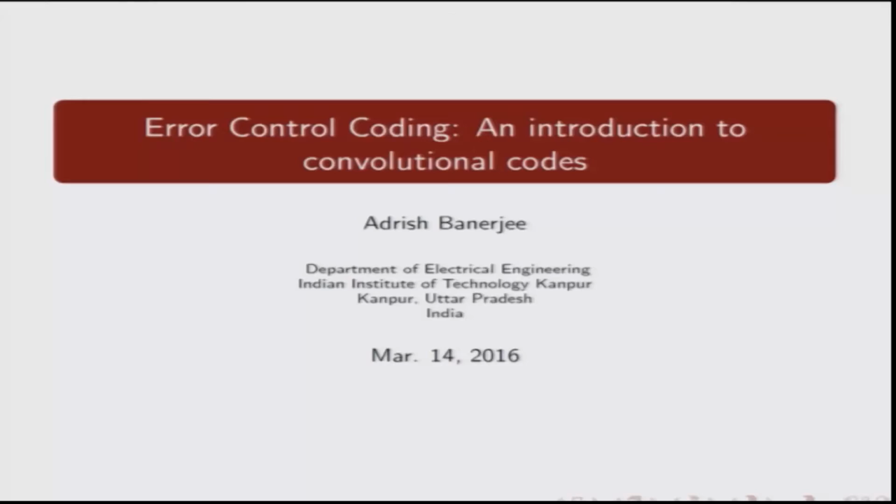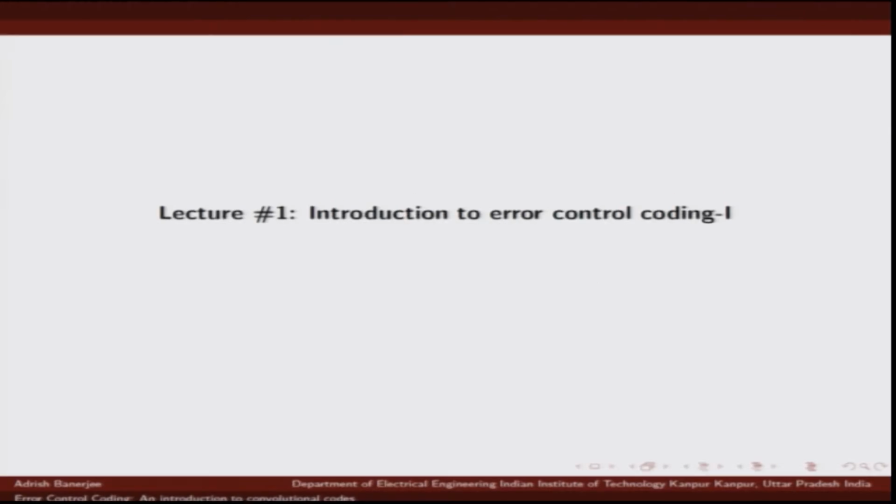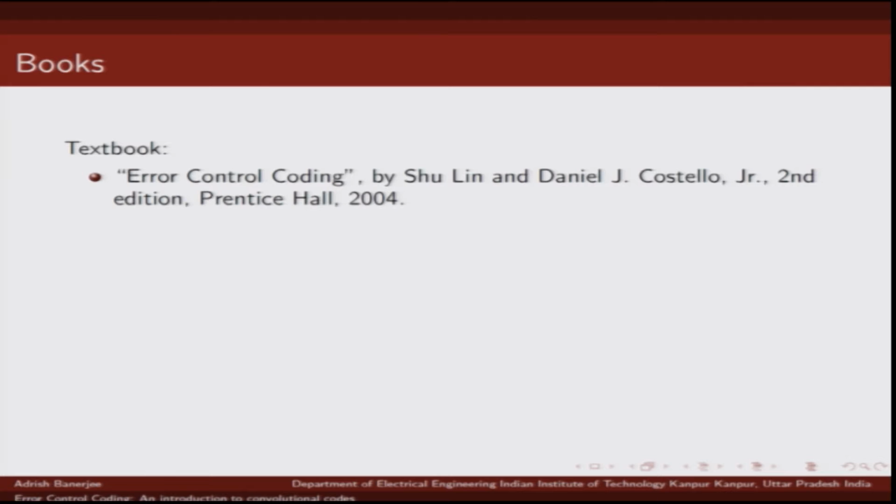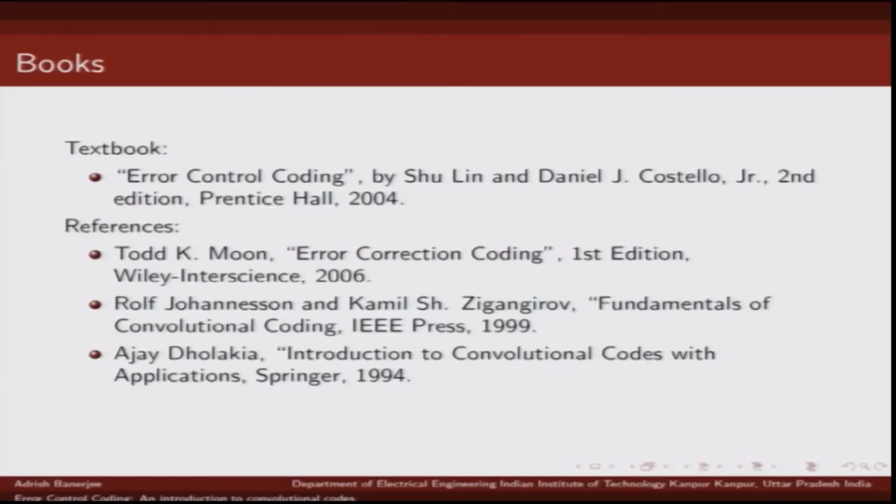Before I go into this lecture, I would first like to share with you the books that we are going to follow for this course. As a textbook we are going to use the book on error control coding by Lin and Costello, 2nd edition. There are also some nice books available which we are going to use as references. I am just going to list them.